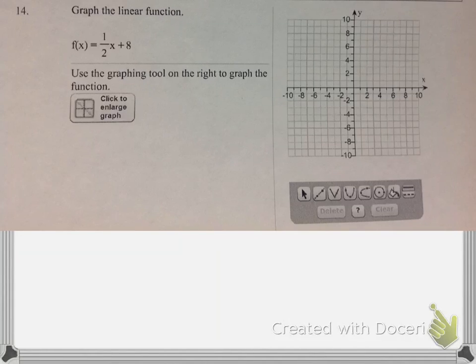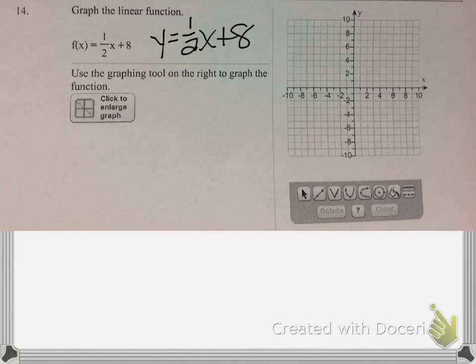This one, well, it's very similar to one we did earlier. Graph the linear function. Now this is in function notation, but it's still y equals form or slope-intercept form. So once again, we don't have any work to do. All the information we need is in the problem. So remember, you start with your intercept. Which number is the intercept, the half or the 8?